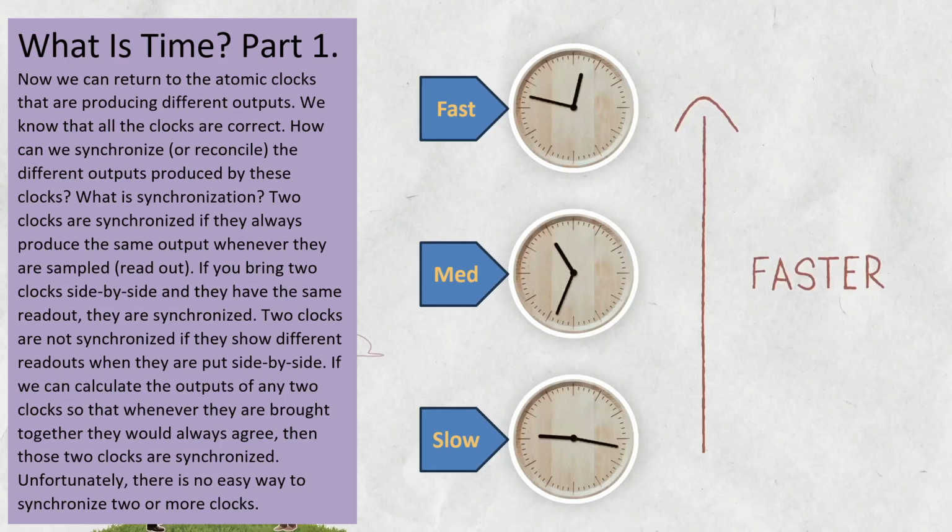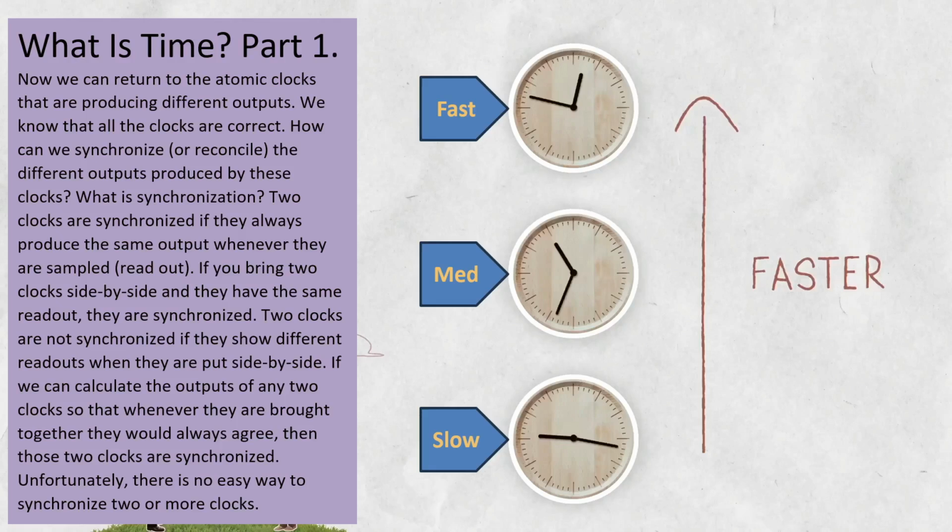What is synchronization? Two clocks are synchronized if they always produce the same output whenever they are sampled or read out. If you bring two clocks side by side and they have the same readout, they are synchronized. Two clocks are not synchronized if they show different readouts when they are put side by side. If we can calculate the outputs of any two clocks so that whenever they are brought together they would always agree, then those two clocks are synchronized.